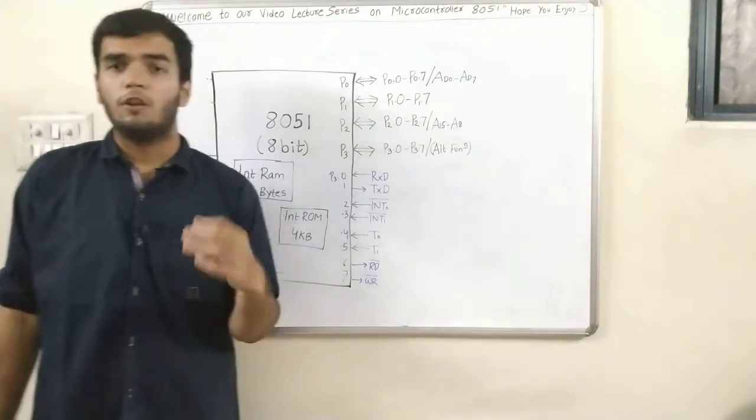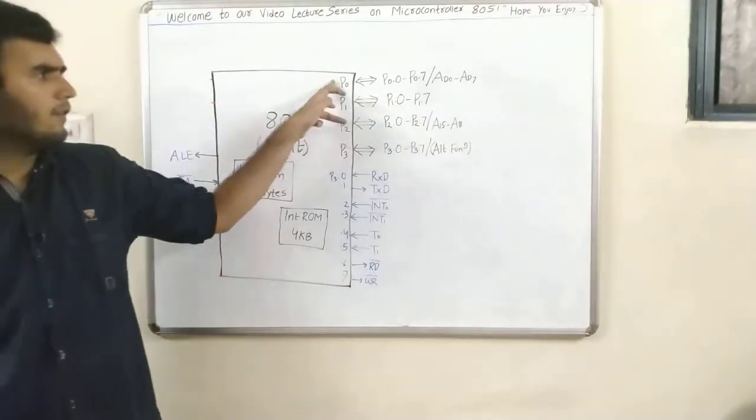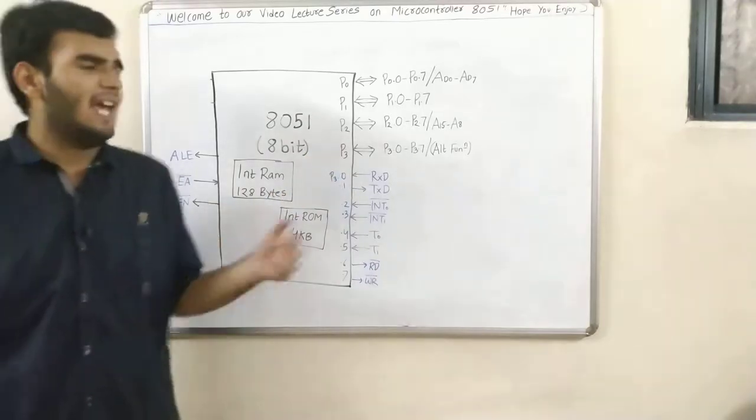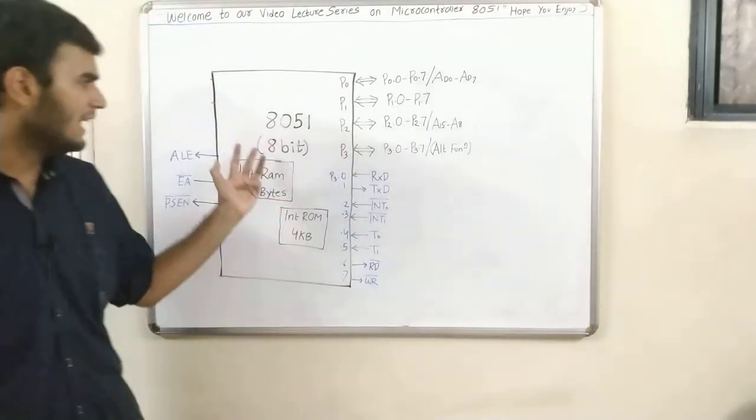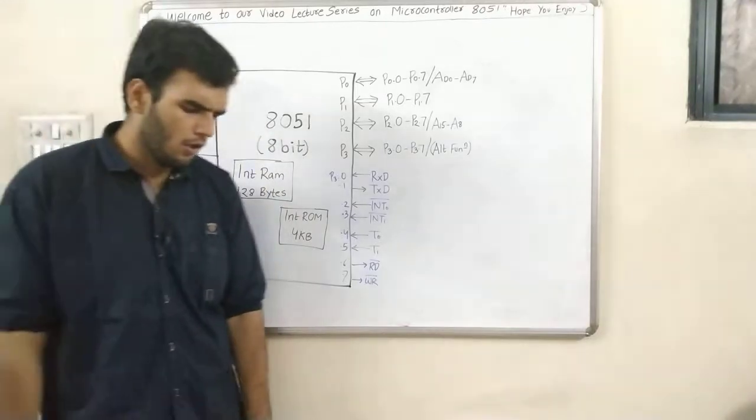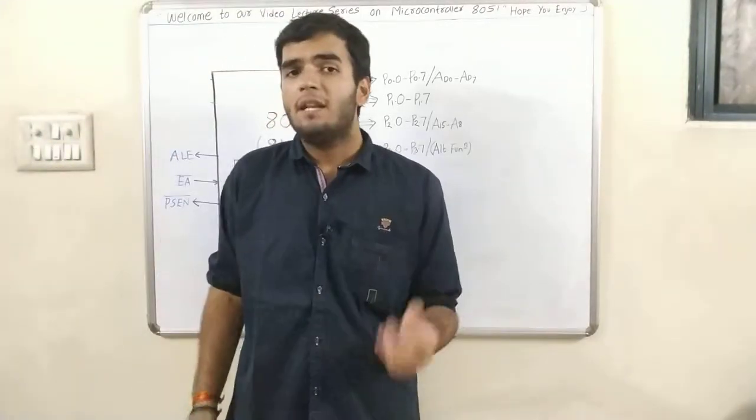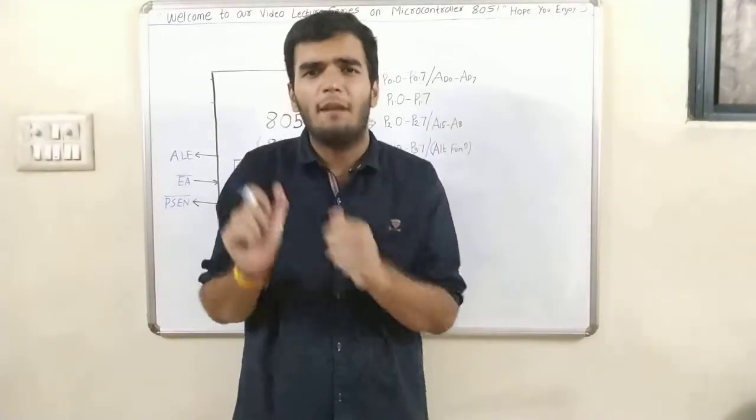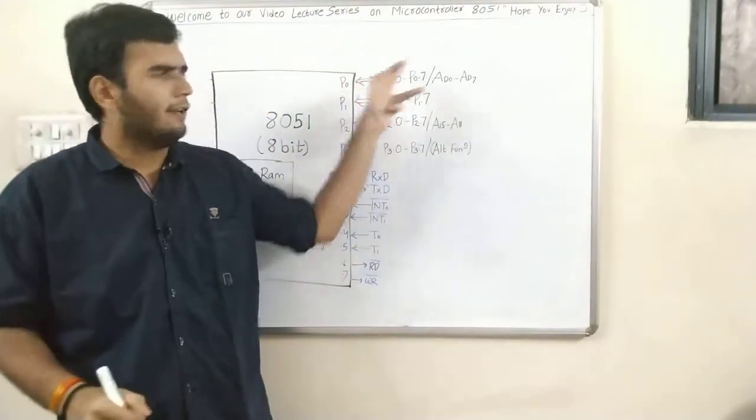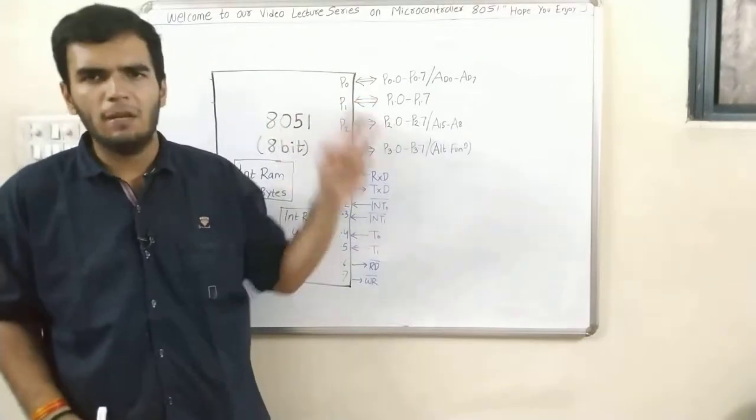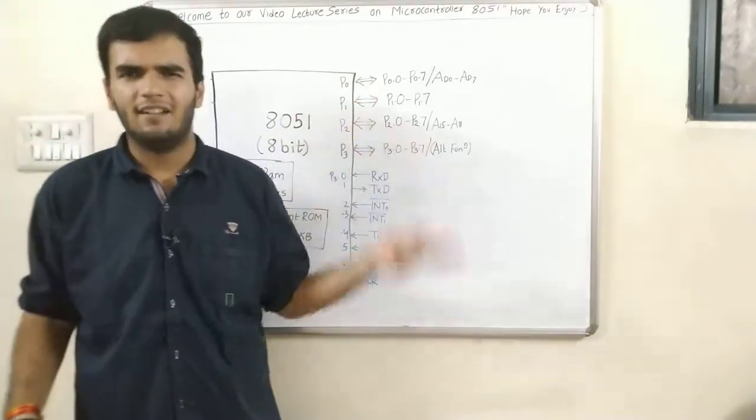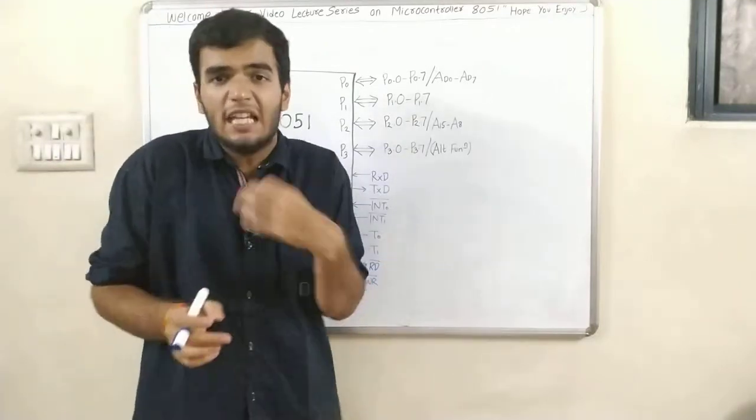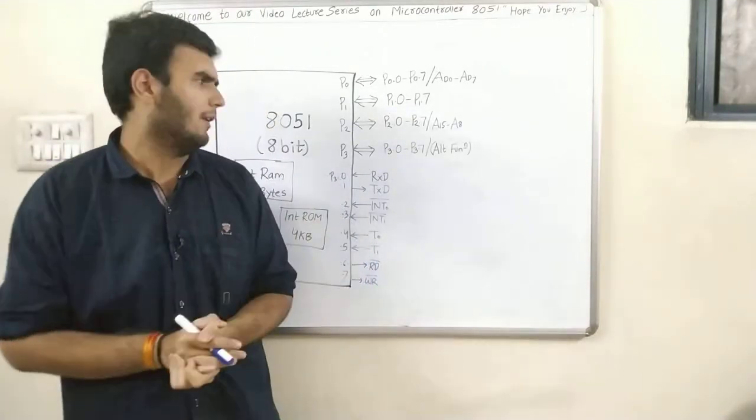So here the microcontroller has 4 ports: port 0, port 1, port 2, port 3. Each port has 8 pins because it is an 8-bit microcontroller, and every pin is bit addressable. That means I can use each bit separately. Like here I can connect 8 fans, here I can connect 8 tube lights, here I can connect 8 more devices. So each bit is bit addressable, each port is bit addressable.